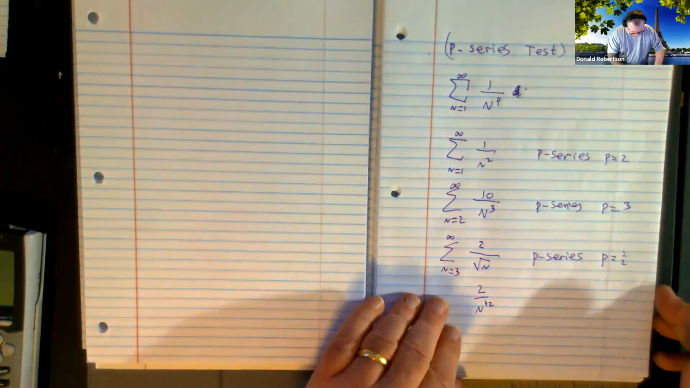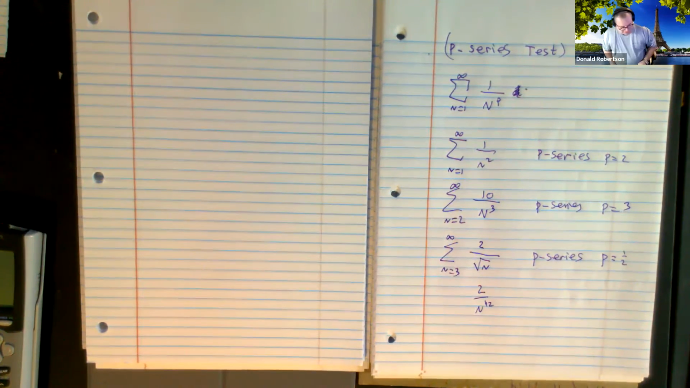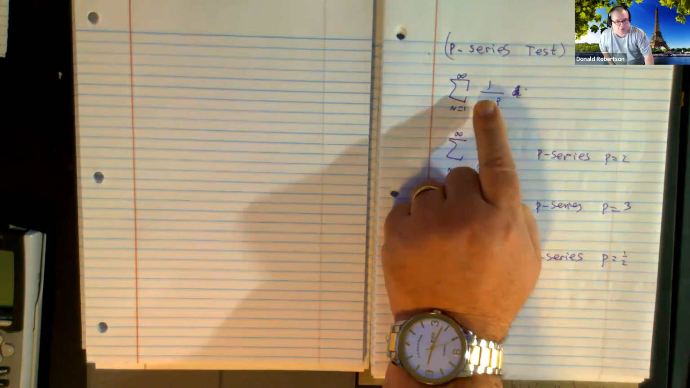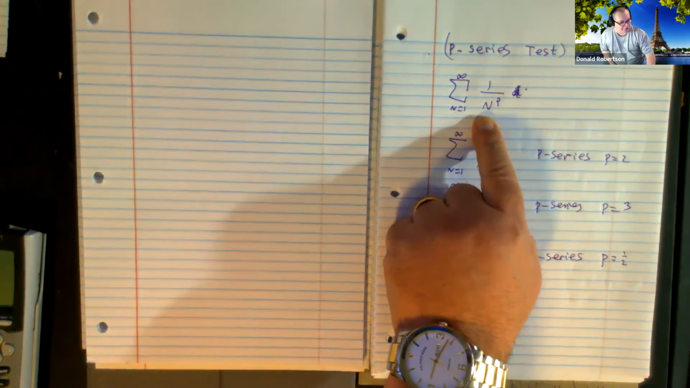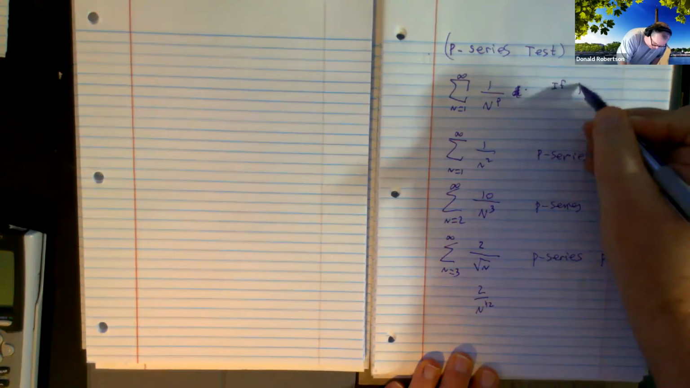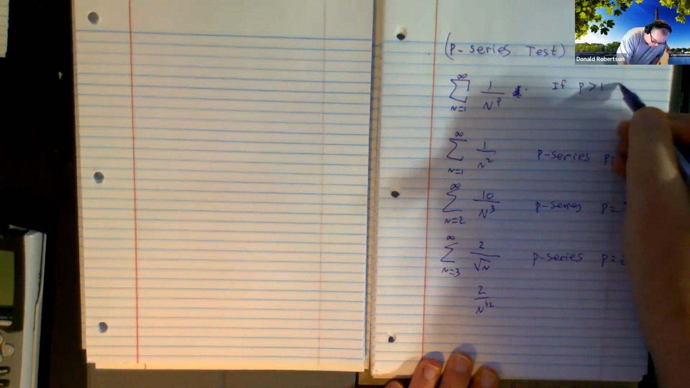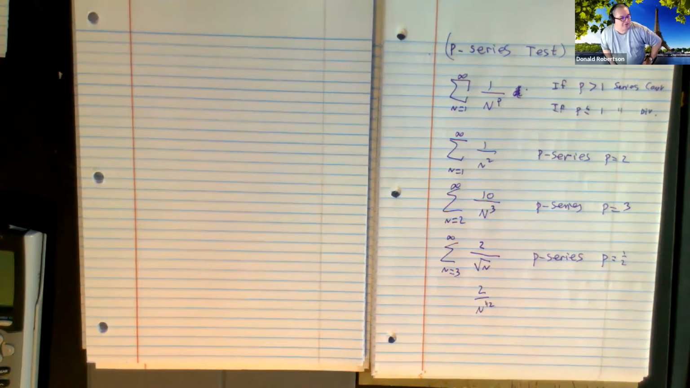So how does the P series test work? If your series belongs to the family of P series, here's some examples of guys in that family, right? So if it looks something like that, here is your test. If P is greater than 1, the series converges. And if P is less than or equal to 1, the series diverges. Isn't that a nice little test?